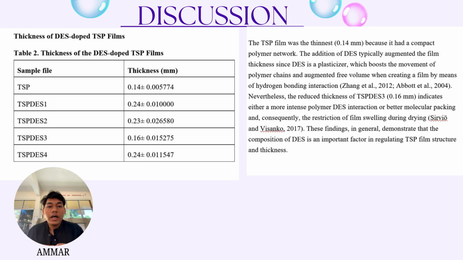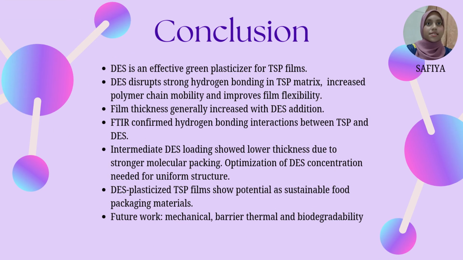Nevertheless, the reduced thickness of TSP DS3, 0.16 mm, indicates either a more intense polymer DES interaction or better molecular packing, and consequently the restriction of swelling during drying. This finding in general demonstrates that the composition of DES is an important factor in regulating TSP film structure and thickness. This study shows that DES is an effective green plasticizer for tamarind seed polysaccharide films.